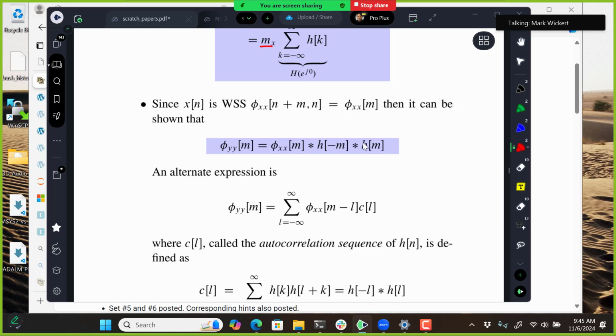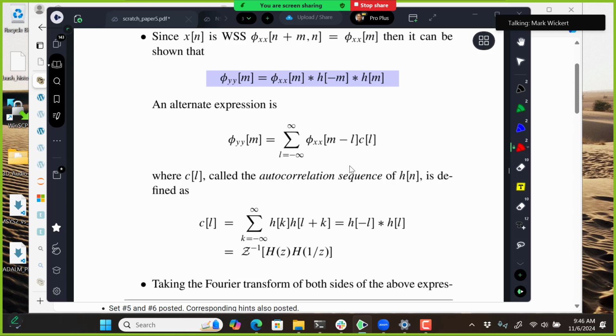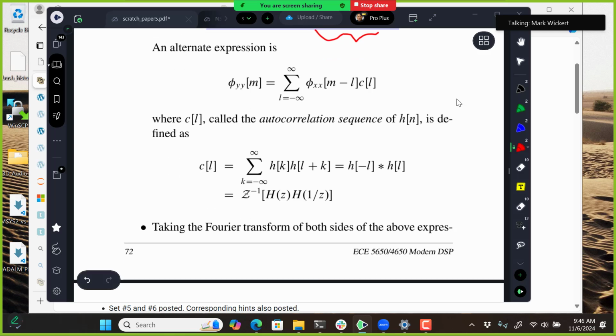Alternately, we can write this phi yy as a convolution of phi xx with a new function, which is really just convolving those two together. And since h is deterministic, this is called the autocorrelation sequence corresponding to the impulse response itself. We're going to see an example here pretty quickly where we're wondering, how do we calculate C sub L, or C of L, the autocorrelation sequence of the impulse response.